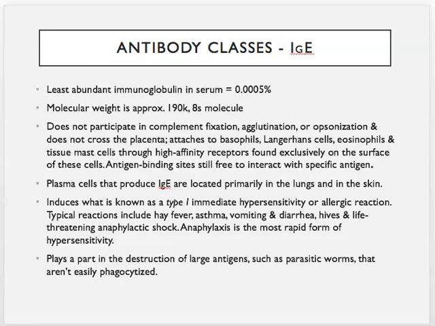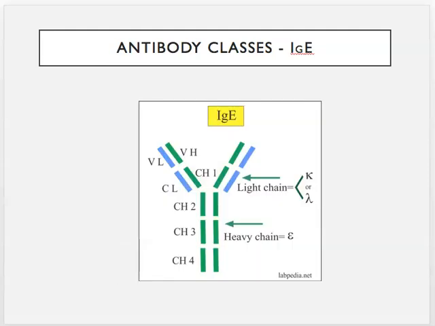IgE also serves a protective role because it can trigger an acute inflammatory reaction that sends neutrophils and eosinophils to the affected area to help destroy those foreign invading antigens that have been able to get through our IgA defenses. They especially play a part in the destruction of large antigens like parasitic worms that are not easily phagocytized. And that's what that IgE molecule looks like.